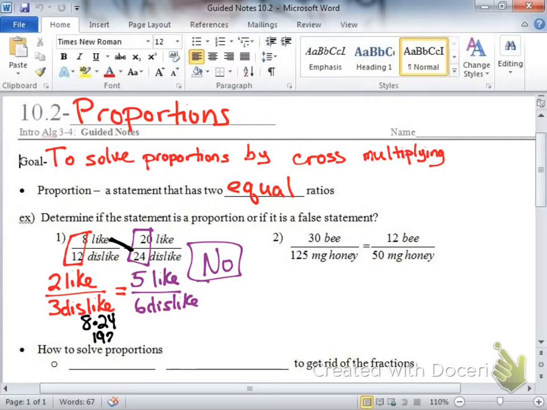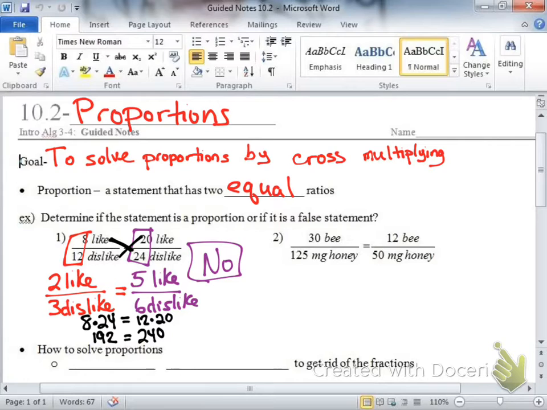Alright, so 192. Multiply across the other way. What is 12 times 20? Do those two equal one another? No. If this was a true proportion, these two numbers would be the same. Or when you reduce it, the two ratios would be the same. Either way, it's not a true statement. Okay? This is a false statement. Any questions on number 1?